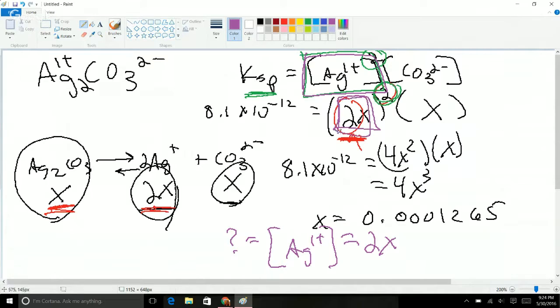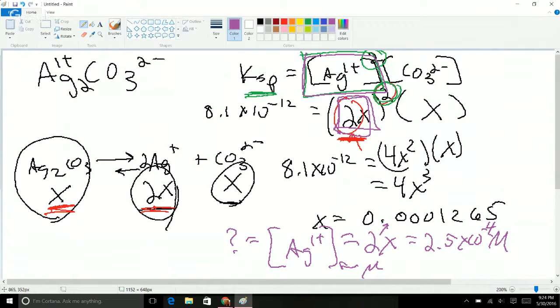That's what I said right here. And I know that X is equal to this. So my end answer is 2 times my X value. 2 times my X value gets me 2.5 times 10 to the -4. And that's how I got my answer that's on the worksheet. Units, the brackets mean molarity, so molarity it is. That's how I do that problem.